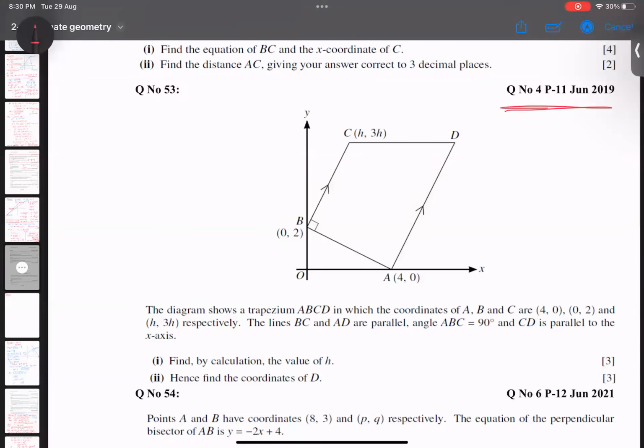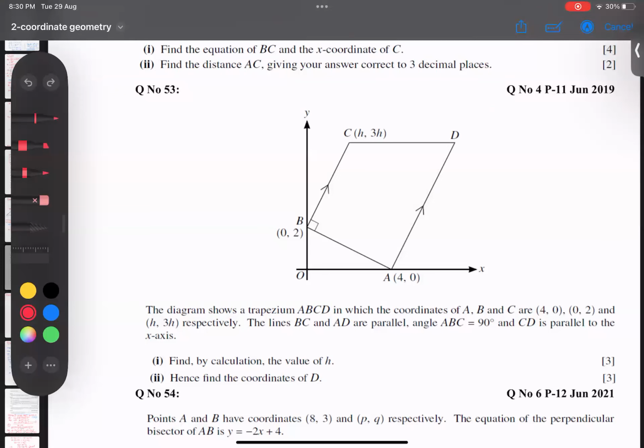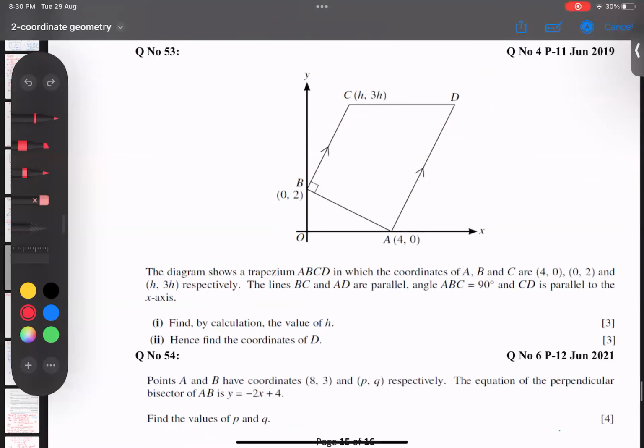Bismillahirrahmanirrahim. June 19th, variant 11, question number 4. We have a trapezium, because two sides are parallel and two sides are not parallel. But there is a very important thing mentioned here.